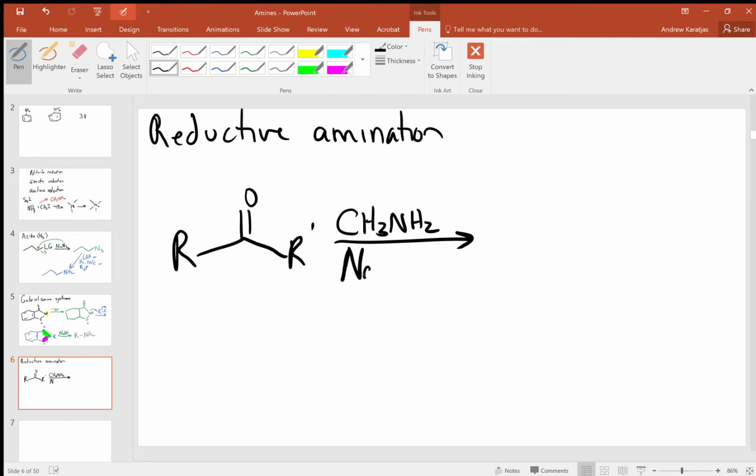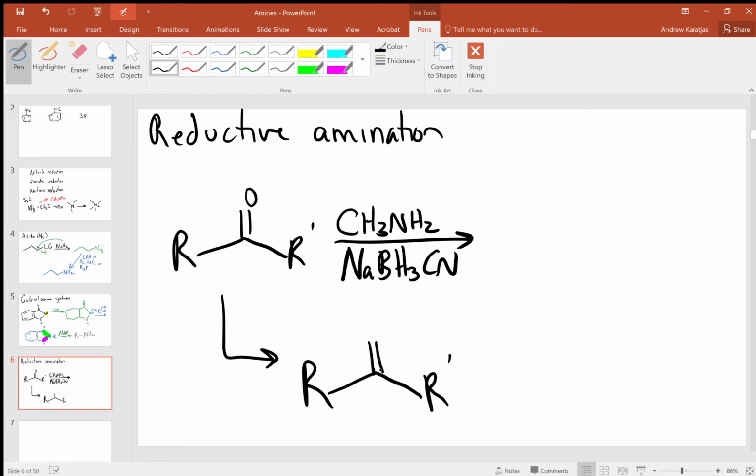In addition to that, we add sodium cyanoborohydride, which behaves very similarly to sodium borohydride. It's a little bit different. Sometimes you can use sodium borohydride for this reaction, but more generally, that's the common reagent. The first step, though, is just the reaction of the amine and the ketone. Again, that's a reaction we've previously learned. That forms an imine.